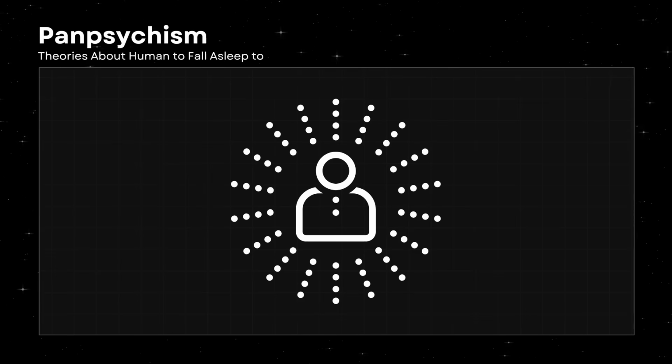This view avoids some problems faced by other theories. Some people say the brain creates consciousness from matter, like a factory makes a product. But this raises the question of how matter, which seems to lack mental qualities, can produce something so different. Panpsychism removes that jump. It says consciousness does not have to come from nothing, because it was there all along in some small form.